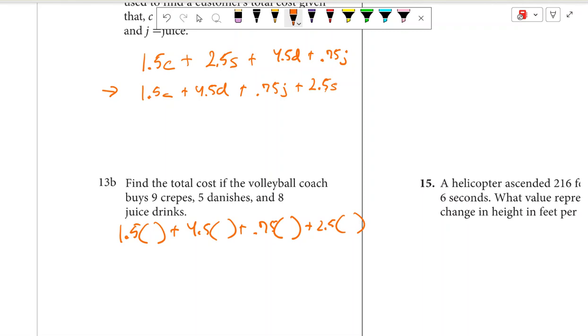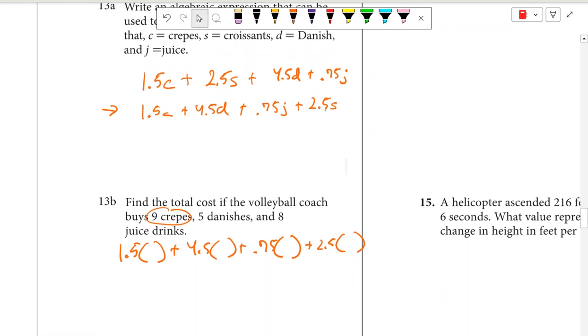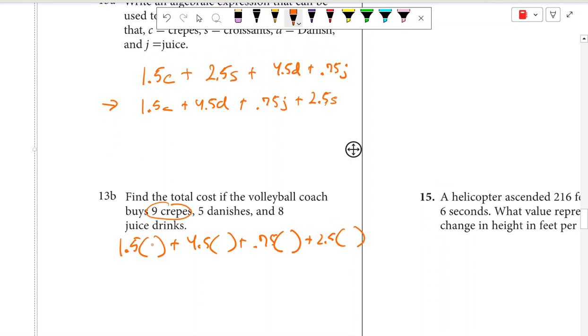All right, what did the coach buy? 9 crepes. So the crepes are, make sure we get them right, crepes are the C's, yes. So that goes right here. 5 danishes, that's the D. So we put a 5 in the Danish spot, which is right here next to the 4.5. And then 8 juices, that's right here, 8. How many of the croissants did the coach buy? Doesn't mention, so that means 0. So we put a 0 here.